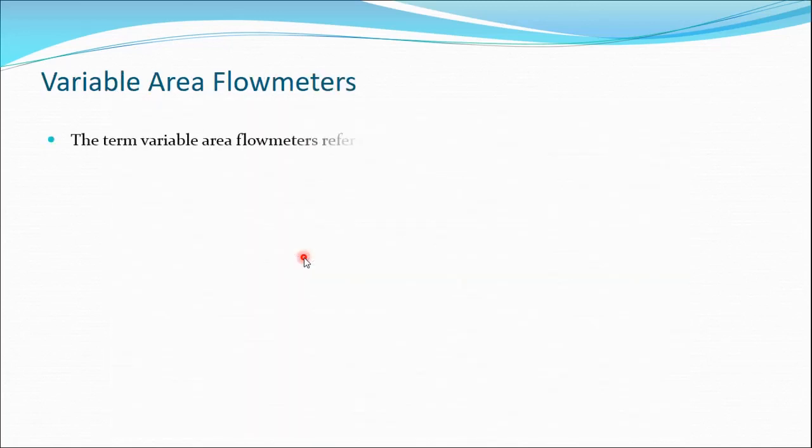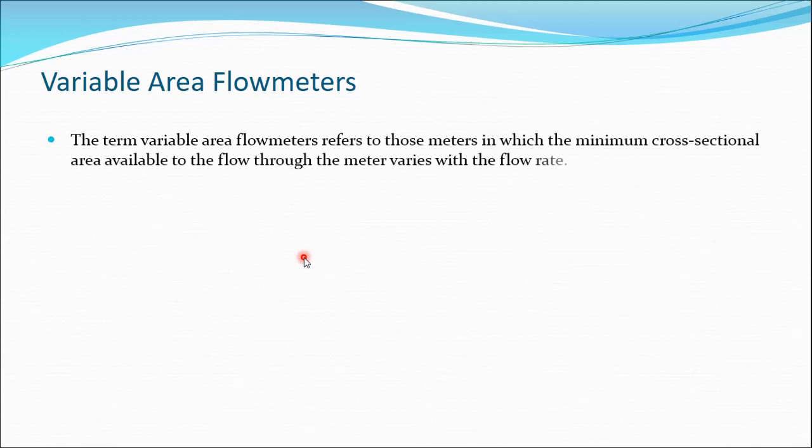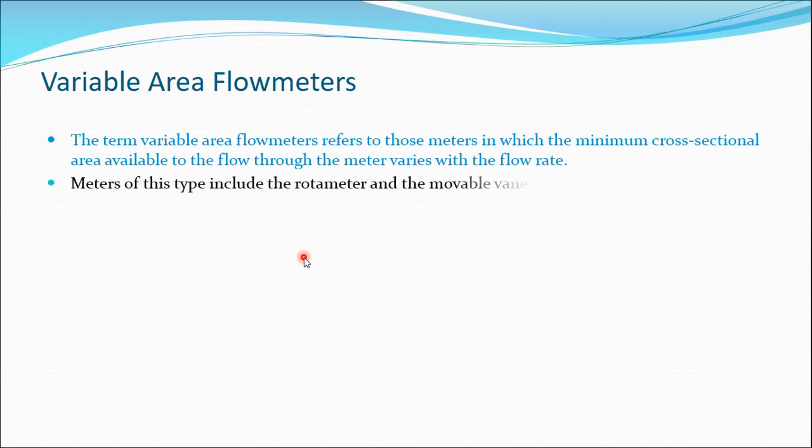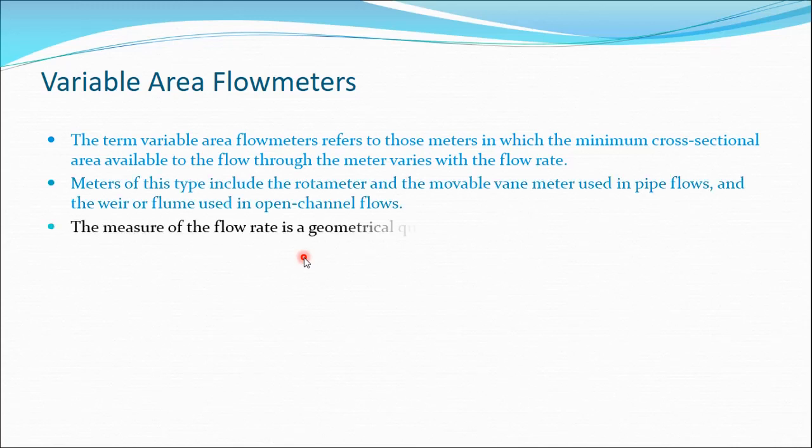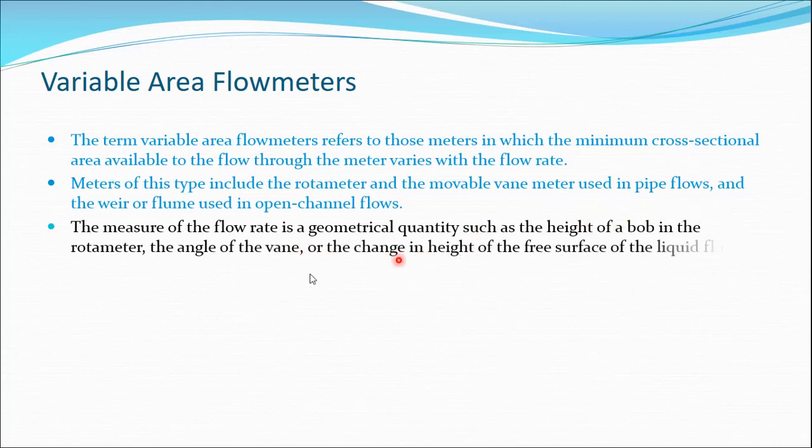Okay. Let's take a look at variable area type flow meters. The term variable area refers to those meters in which the minimal cross-sectional area available to the flow through the meter varies with the flow rate. Meters of this type include the rotameter, the movable vane meter used in pipe flows, and the weir or flume used in open channel flows. The measure of flow rate is a geometrical quantity such as the height of the bob in the rotameter, the angle of the vane, or the change in the height of the free surface of the liquid flowing over the weir or through the flume. We will discuss the weir and flume.